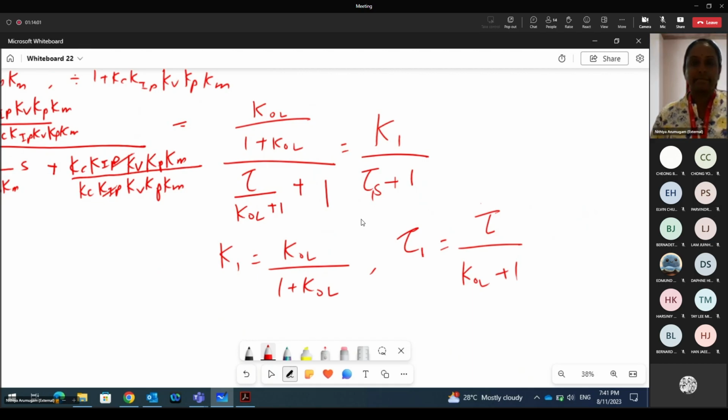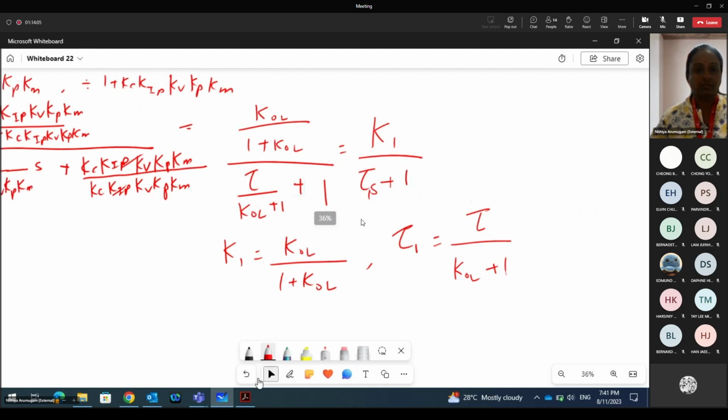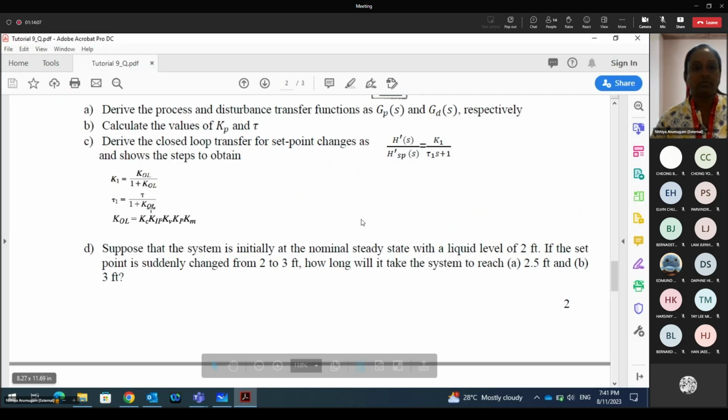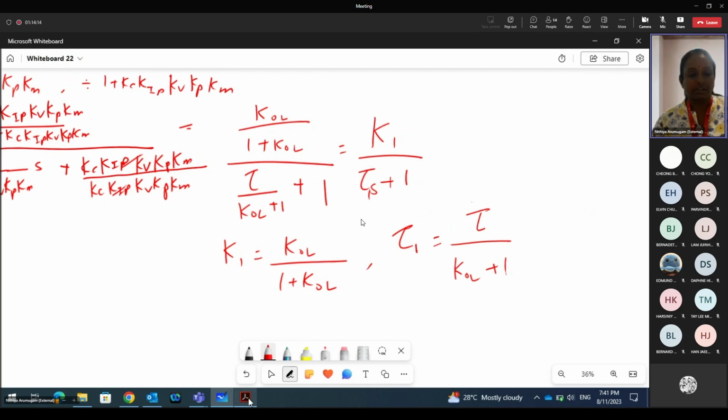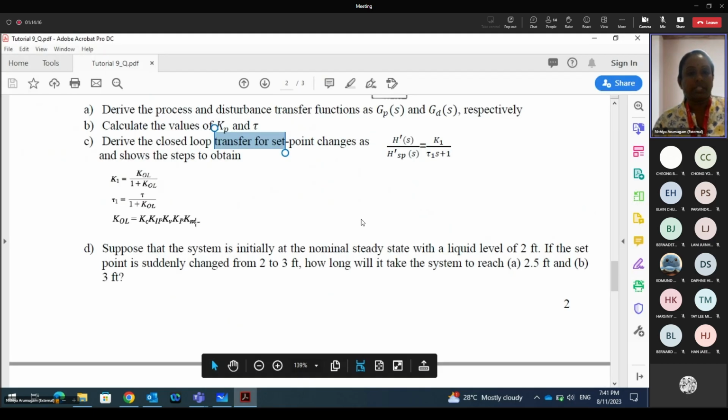All right. So we already derived the closed loop transfer function for set point change. So this is one thing.